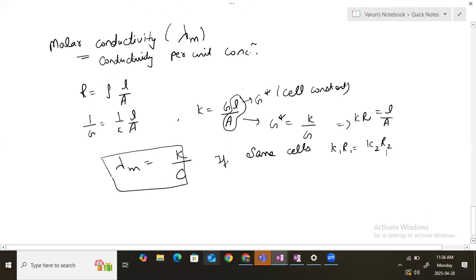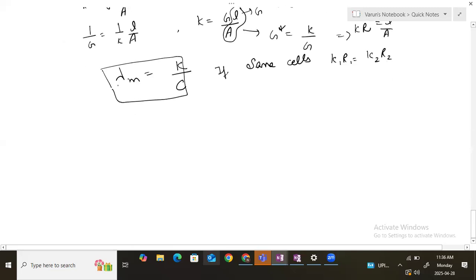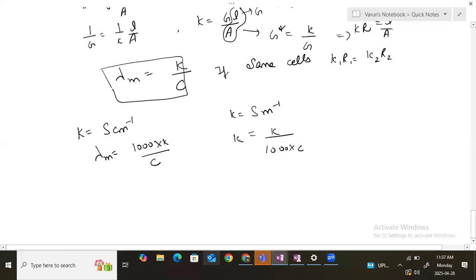Next is the molar conductivity, which is kappa by C. If you have been given kappa in units of Siemens per centimeter, then the formula you will use for molar conductivity will be 1000 into kappa by C. If kappa is in Siemens per meter, then you will use kappa into 1000 multiplied by C. Got it?